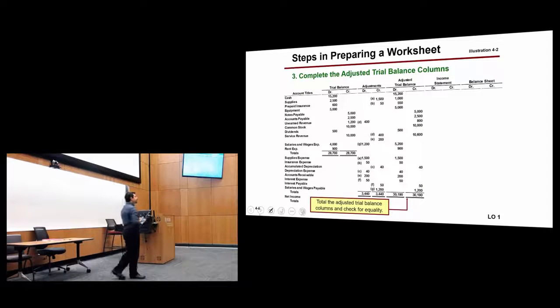So once we have prepared all these adjustments, those are not adjusted balances. Those are the adjustments. So what do we do next? We actually look at what we have. We have the trial balance, we have the adjustments. What we need to do is actually to calculate the adjusted trial balance. How do we do that?